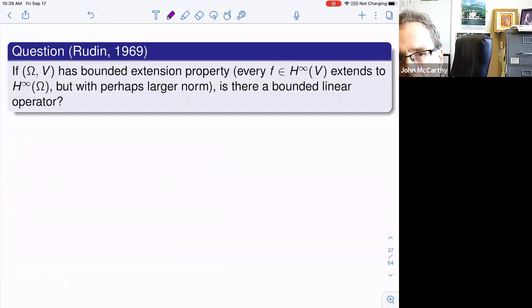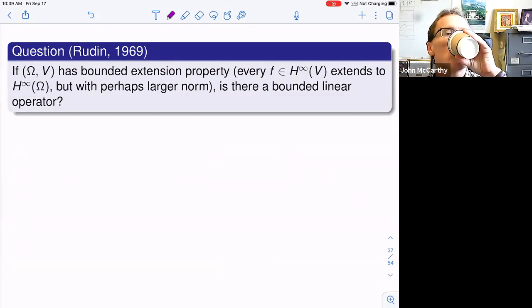Okay, so Walter Rudin asked in 1969, in his book on function theory on polydisks, that if you have any pair Omega, V which has the bounded extension property, so that's kind of like the isometric extension property, except you're allowed a constant. In other words, given every bounded analytic function on V, you can extend it to some bounded analytic function on Omega, though perhaps your norm is larger.